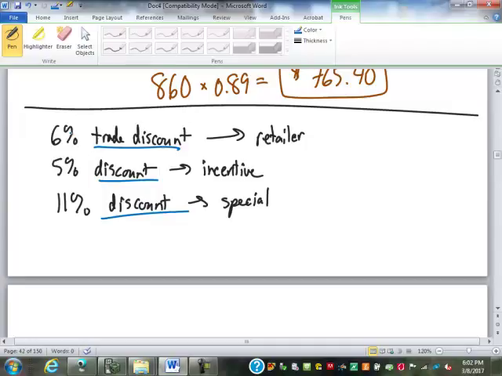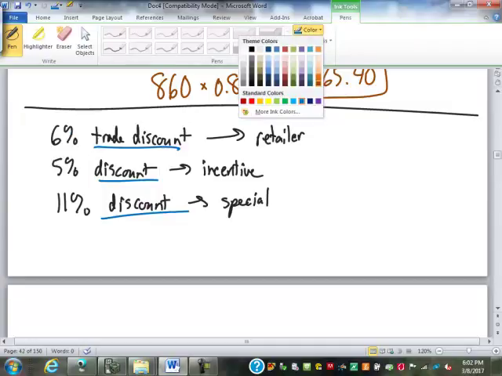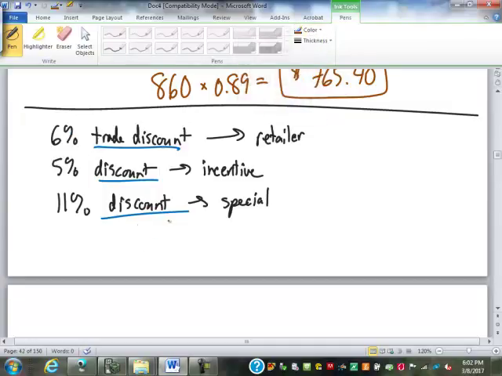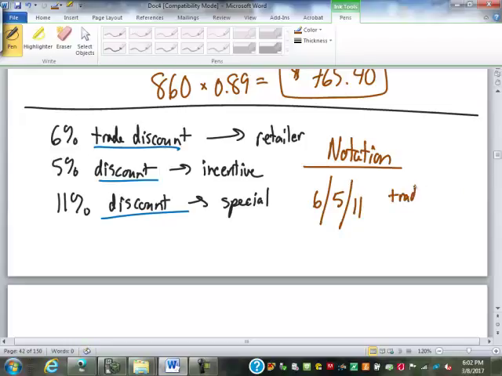Now, the way this works, it would make sense if you just added them up and got 22%, wouldn't it? It doesn't work that way, though. The way it works is this. In fact, the way this would be listed as a trade discount, the notation would be listed as this: 6/5/11 trade discount.